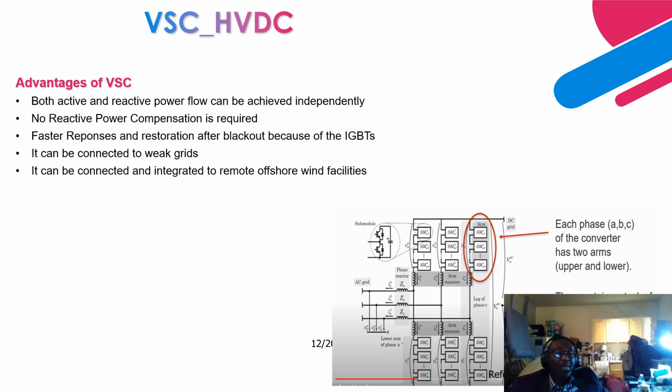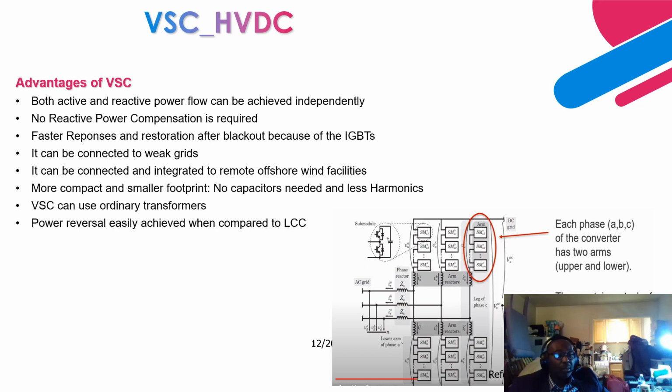And also it can be integrated and connected to remote offshore wind farm facilities. It is much more compact with a much smaller footprint, and it can utilize ordinary transformers. Basically, that translates into less cost. And a power reversal can easily be achieved as compared to line commutated converters. This can be done through the computer, through the controls, by reversing the polarity of the current.